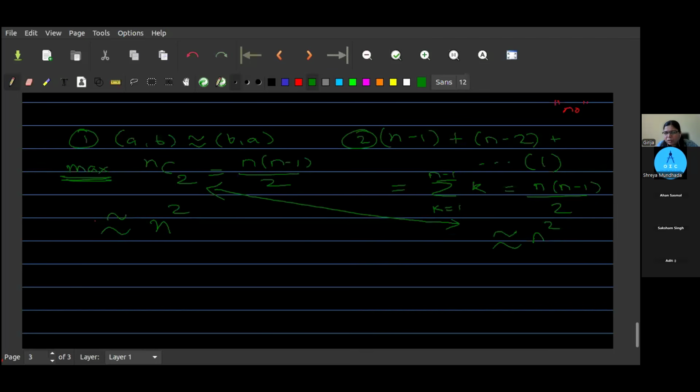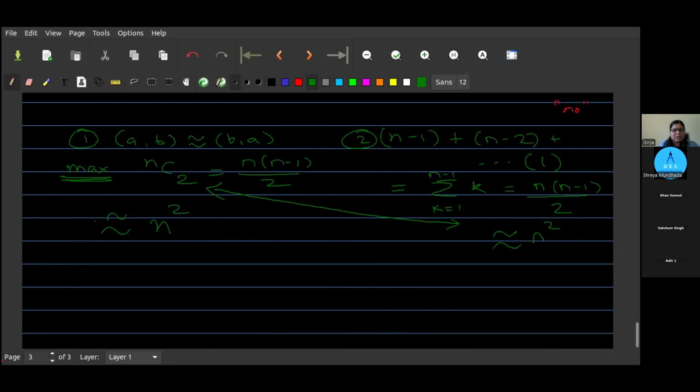Let me also read through the chat. You're also disregarding the smaller term, like minus n by 2? Yes, I'll come to that. Yes, it's similar to sorting. Okay, so we'll discuss one more approach, which is based on sorting.